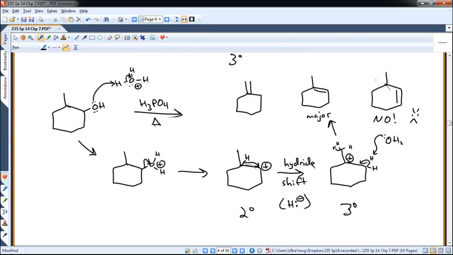Okay. I want you to just pause the video real quick and think about how you would get this structure and see if you can come up with the reason. So go ahead and pause.